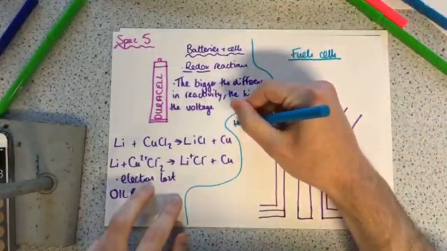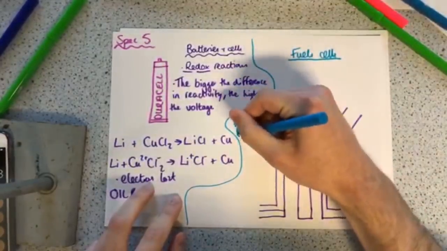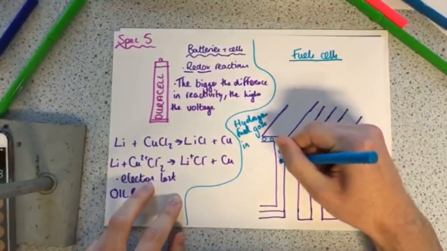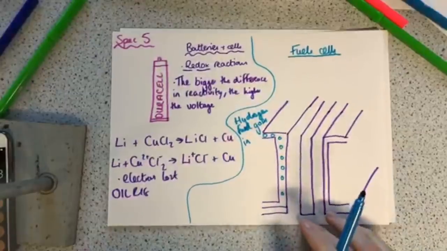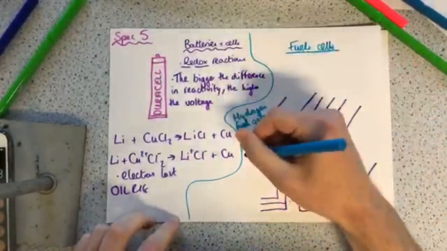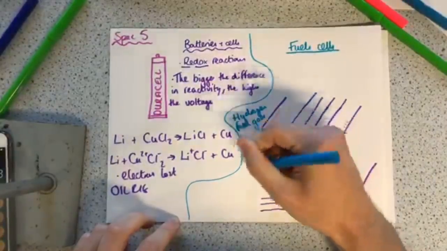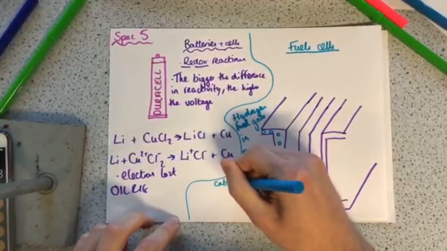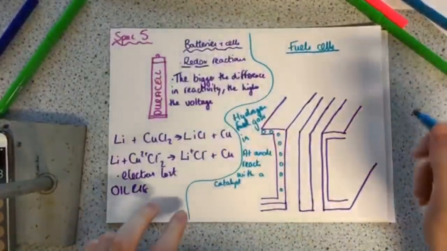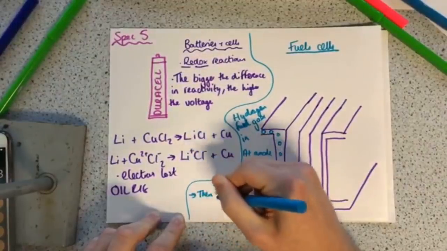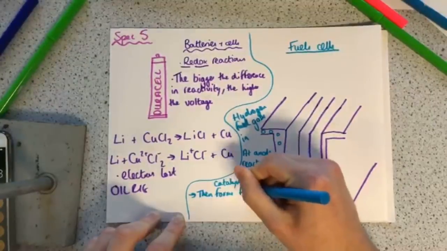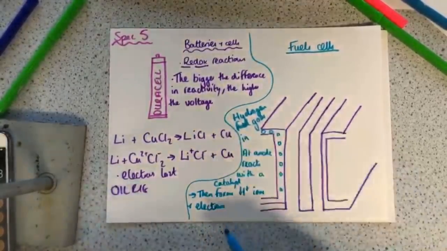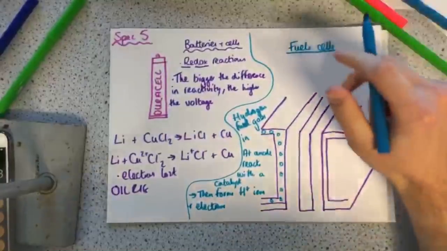So what happens is hydrogen fuel goes in, and that will go into here. Now when hydrogen goes in, it reacts with the catalyst when it reaches the anode. So at the anode, it reacts with the catalyst, and what it then does is it turns into H+ ions and electrons. So these electrons that have now been produced will go off and power a cell somewhere.